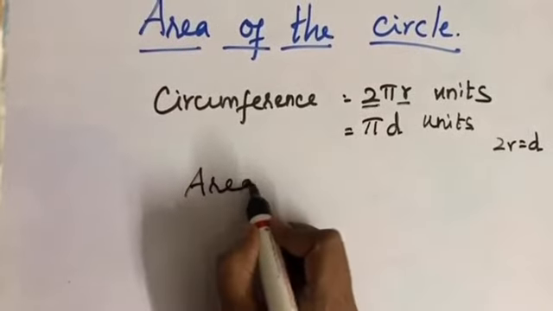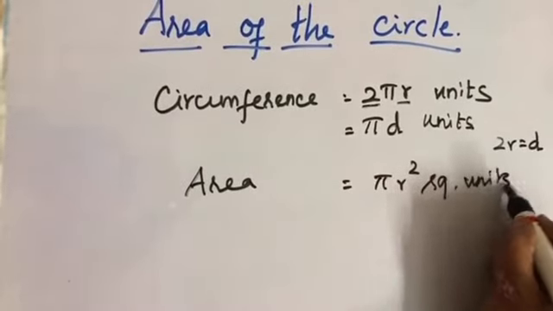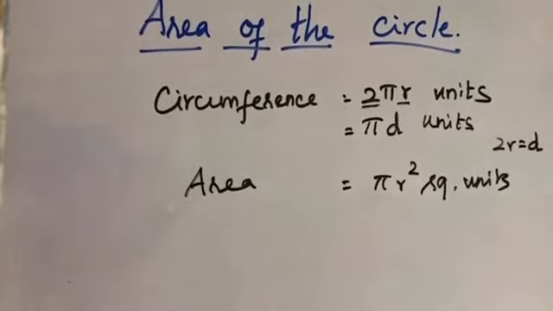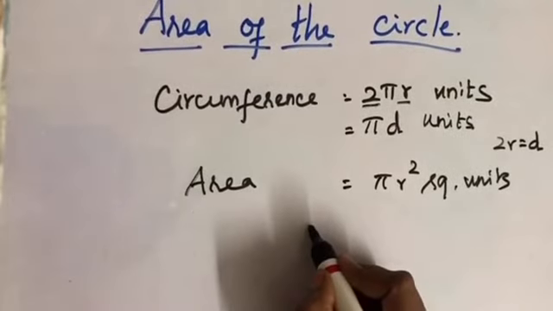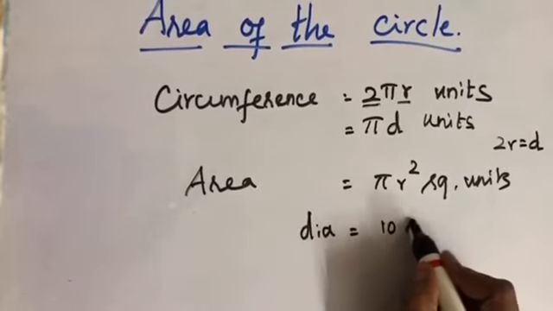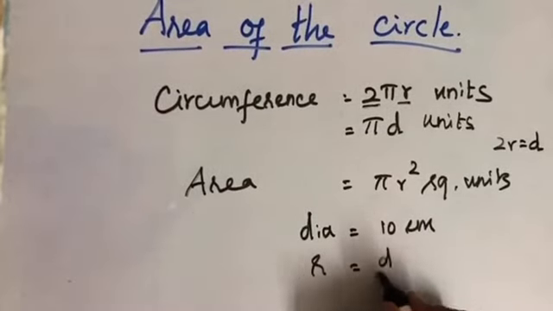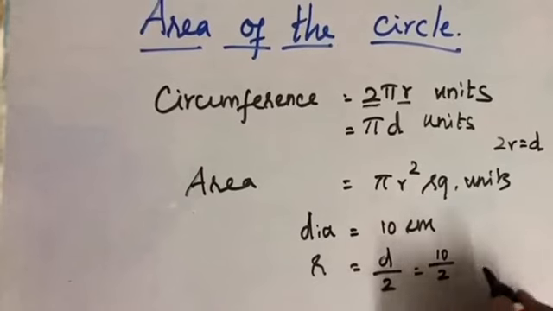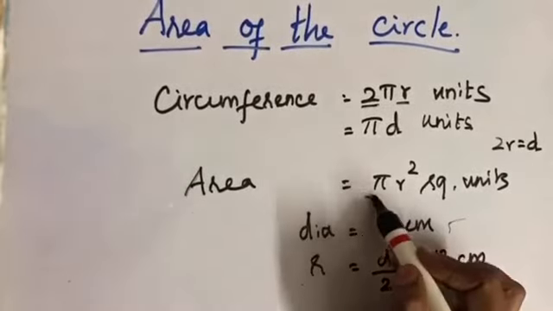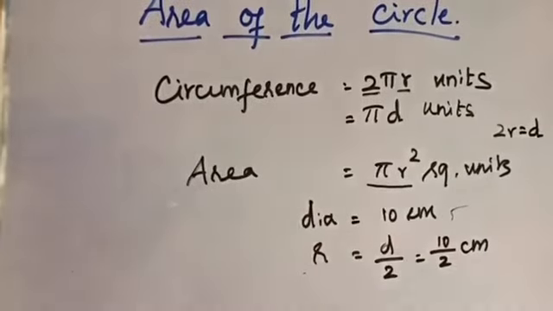And area is equal to pi r square units. So to calculate the area, you need the radius value. Okay, if the diameter is given, you divide it into half. If diameter is equal to 10 centimeter, what is the radius? Radius is equal to d by 2, that is 10 by 2 centimeter. So with diameter, find the radius value, then you can substitute in this formula and you can get the area of the circle.